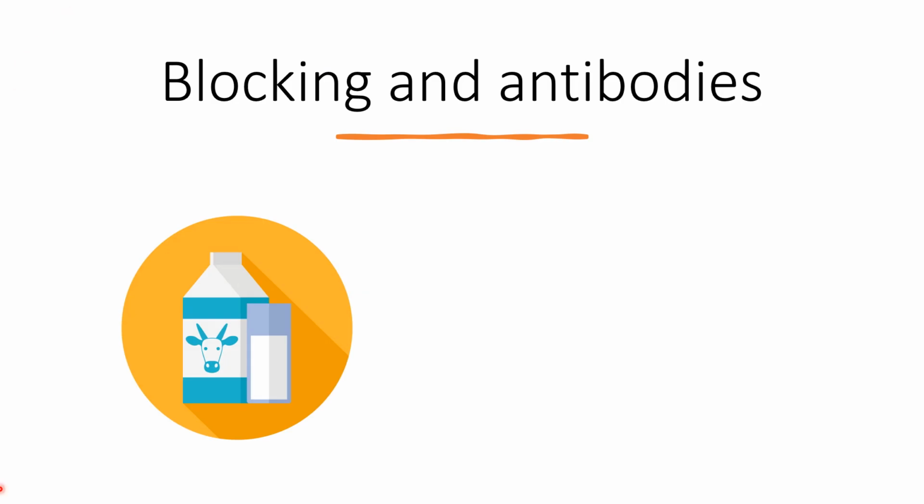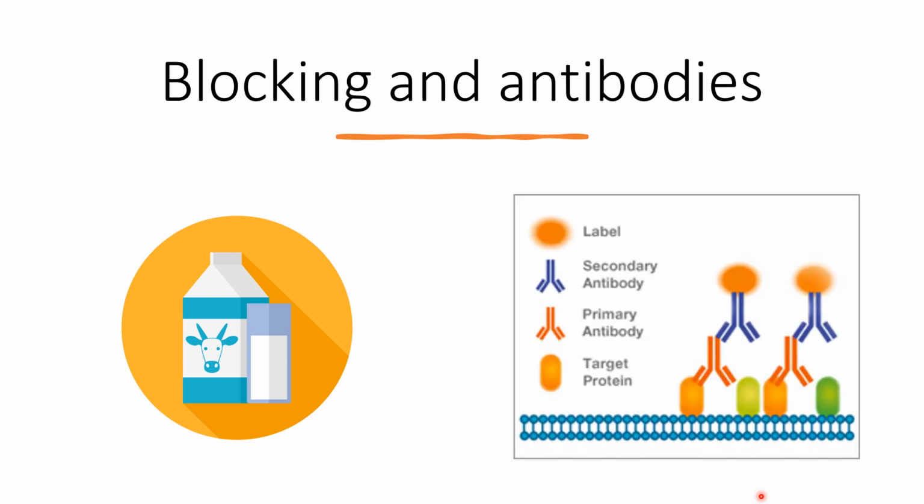We want to block our membrane to prevent non-specific interactions, and after blocking it, we're going to incubate overnight with our primary antibody. Our primary antibody is specific for a protein of interest. After incubating with the primary, we do a few washes and incubate with our secondary antibody specific to the primary. So if our primary antibody was mouse anti-actin, our secondary must be anti-mouse to allow for detection of the primary.